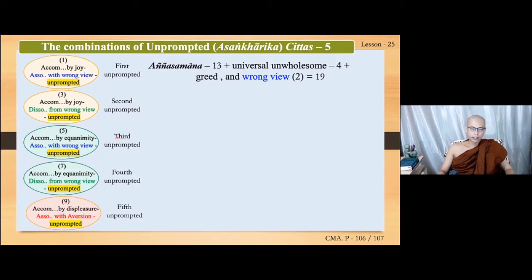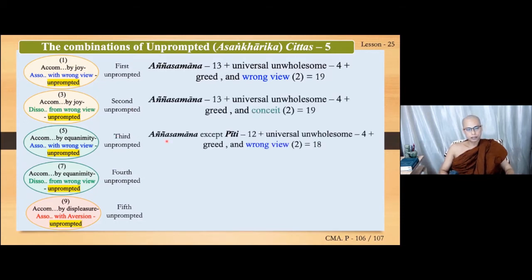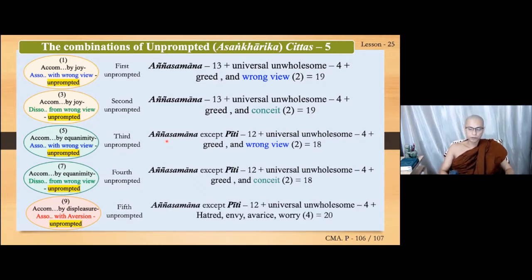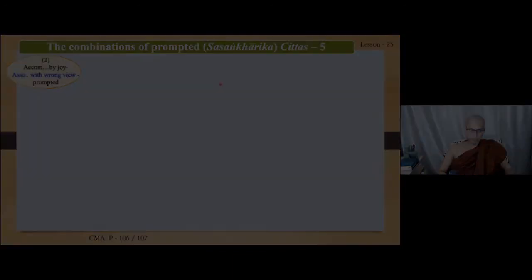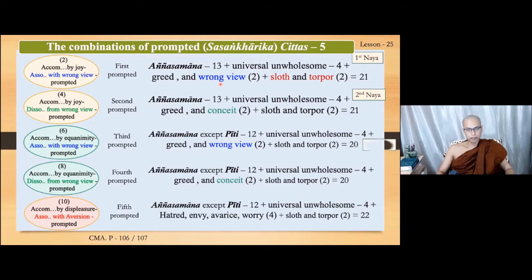In the same way, if we can identify the other consciousness, we can also find the associated mental factors in a precise way. So to understand the process of mentality, you need to keep all the information of the combination method. And here, the same as the asankharika, the only difference is sloth and torpor are present.